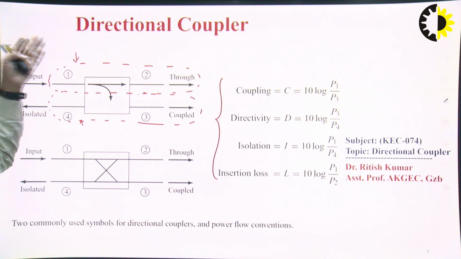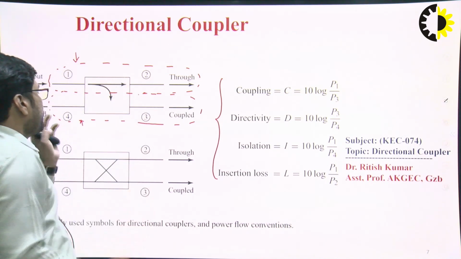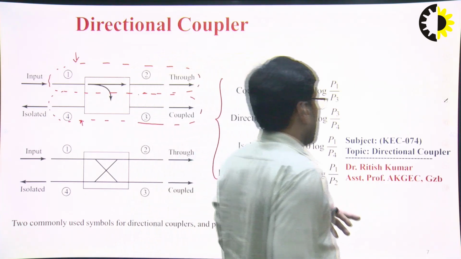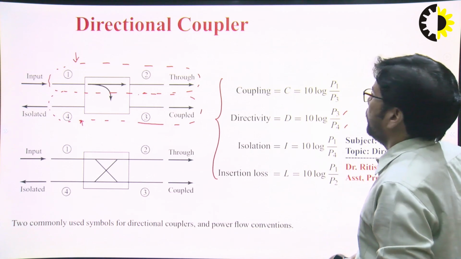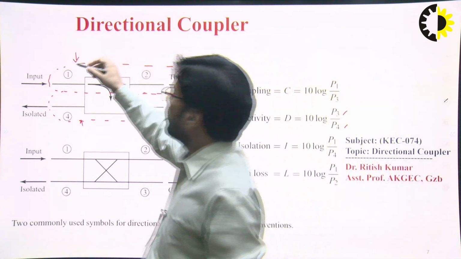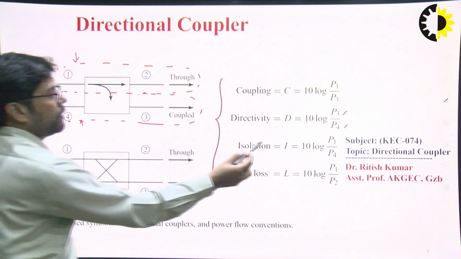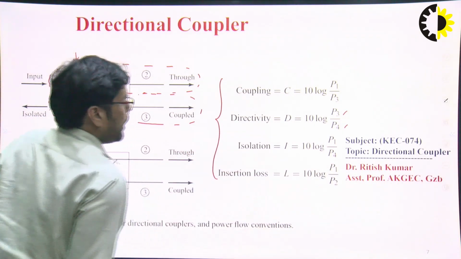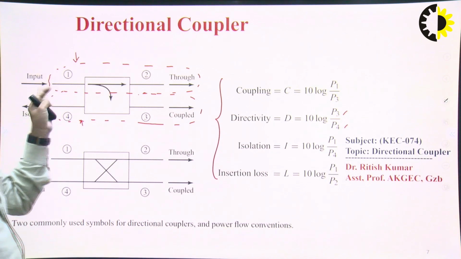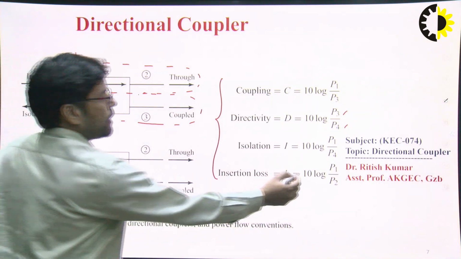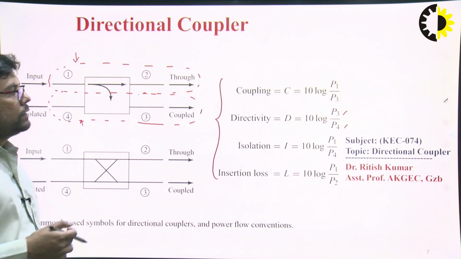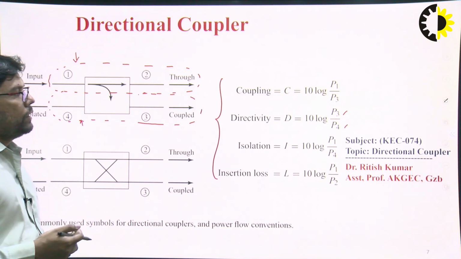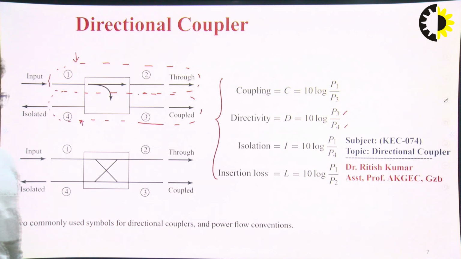That's why we need to take the ratio of port number 3 and port number 4 respectively. So here directivity is the ratio of P3 by P4, and the isolation is the ratio of port number 1 and port number 4, that is P1 by P4, and insertion loss is in between port number 1 and port number 2, that is 10 log P1 by P2. So these are some factors we need to remember for the directional coupler devices, right?